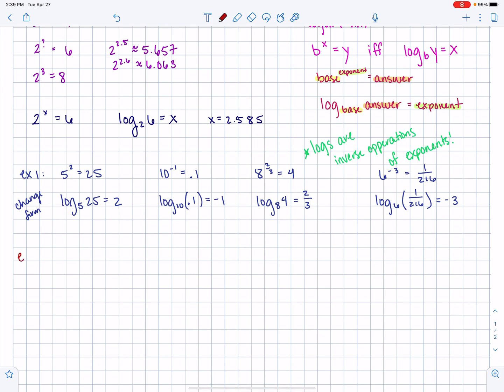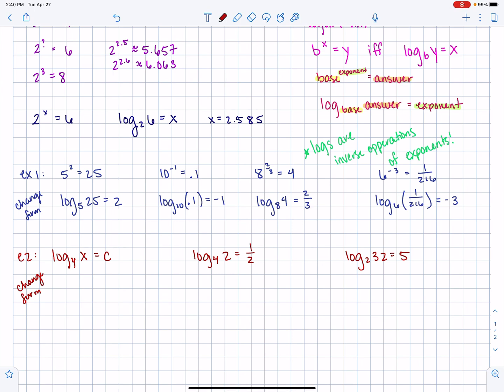And for example 2, I'm going to ask you to change from logarithm to exponential. So we're going to start with log base y of x is equal to c. Then we're going to do log base 4 of 2 is equal to 1/2. And log base 2 of 32 is equal to 5. All right, so once again, we're going to change, and this time we're changing to exponential form.